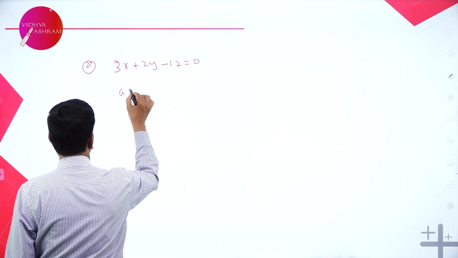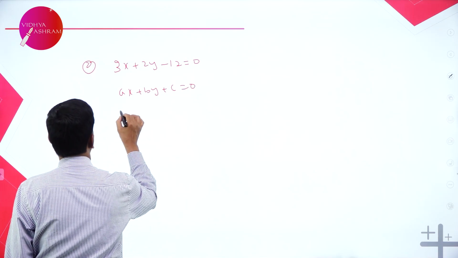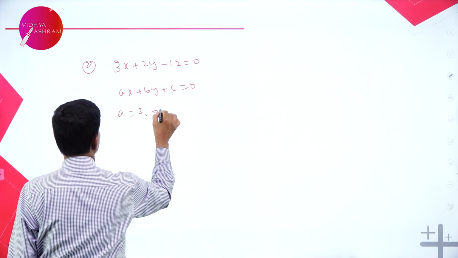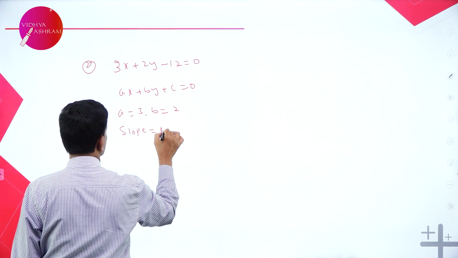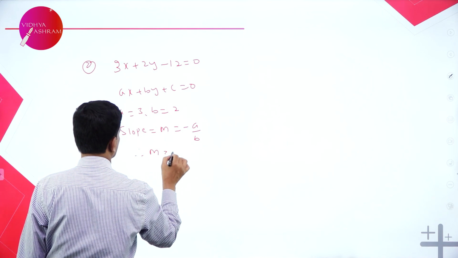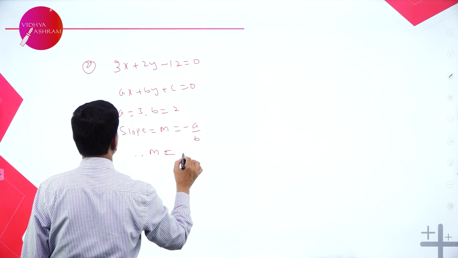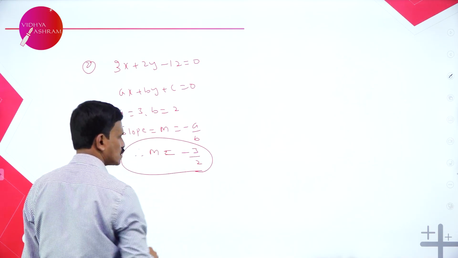So, comparing with ax plus by plus c is equal to 0, a is equal to 3, b is equal to 2. The slope m is equal to minus a by b. So, therefore, m is equal to minus a by b. What is minus of a is 3, b is 2. Minus 3 by 2 is the slope.